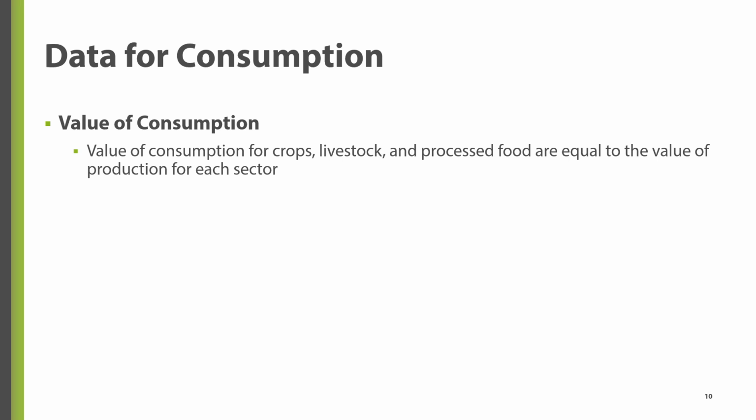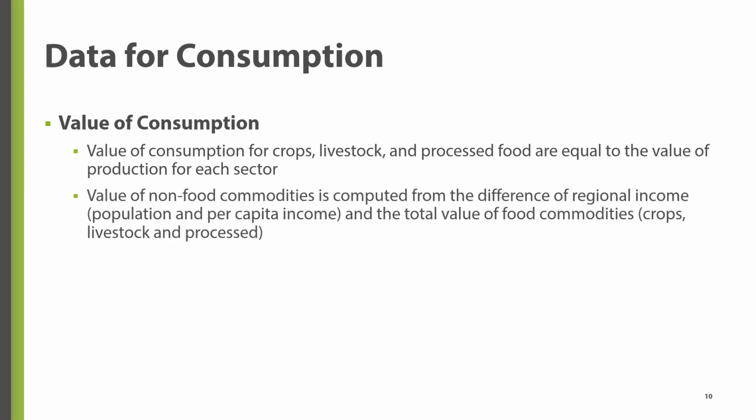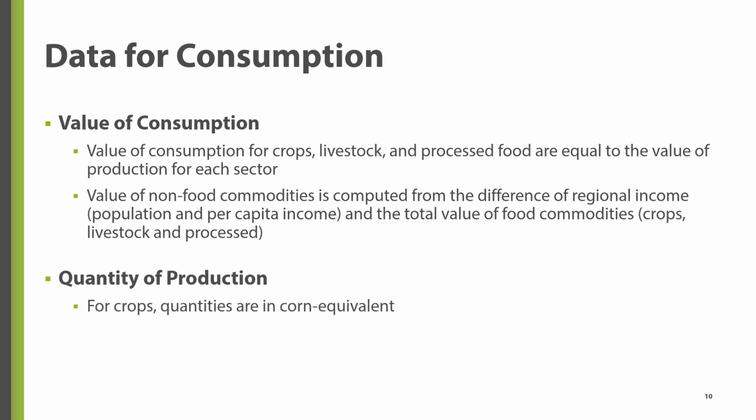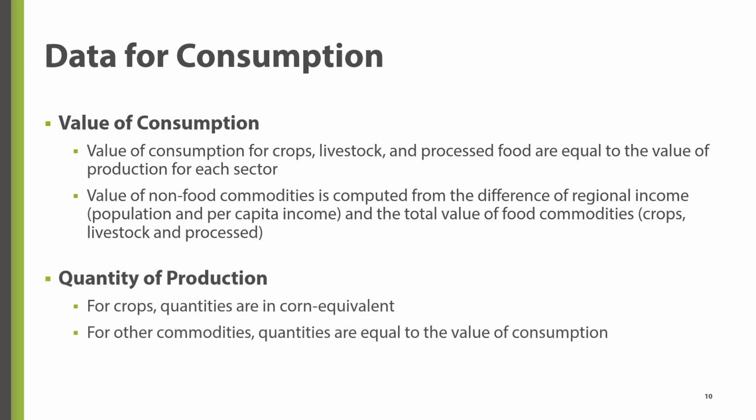The values of consumption for crops, livestock, and processed food are equal to the value of production for each sector. The value of non-food commodities is computed as the difference in real GDP and the value of food expenditures, which in this way exhausts all income. For crops, the quantities are measured in corn equivalent tons, and for other commodities, the quantities are equal to the value of consumption.